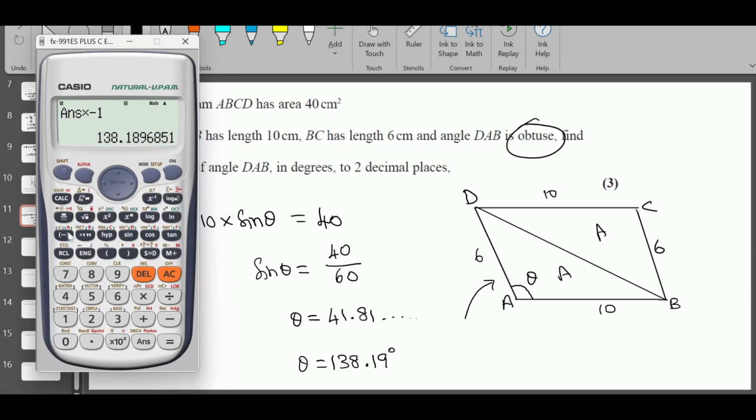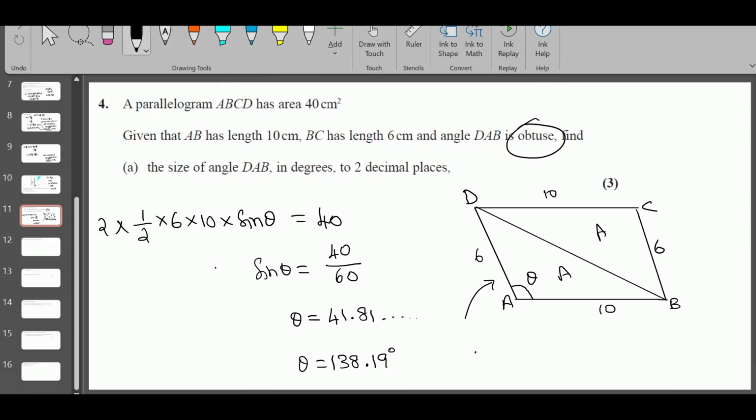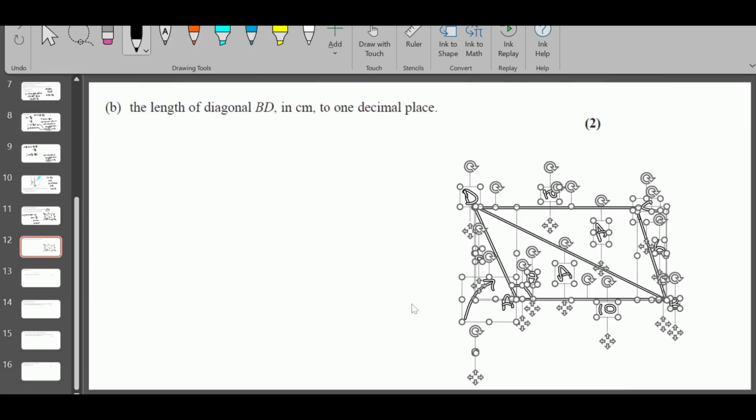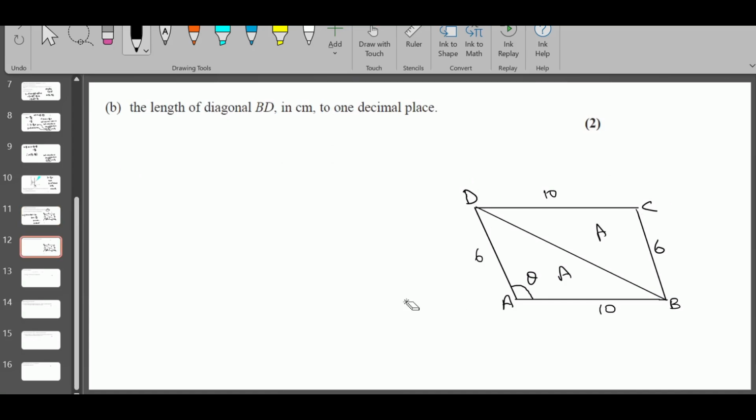Immediately I'm going to store the actual value as A. So that's the answer for part A. Let's move on to part B now. Find the length of the diagonal BD in centimeters. I have put the diagram here. They want us to find the length of this diagonal BD.